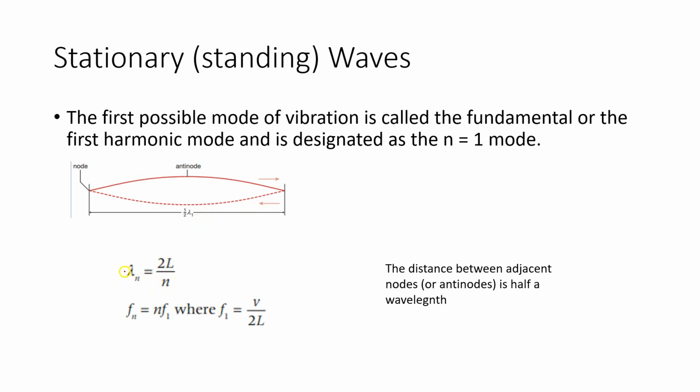So, for me to find the wavelength of a string, when n is equal to 1, wavelength when n is equal to 1 is equal to 2L divided by n. In this case, because n is equal to 1, 1 would be in the denominator. So at the end of the day, when n is equal to 1, the wavelength is equal to 2L. When n is equal to 2, the wavelength is now equal to 2L divided by 2, which is going to say that lambda is equal to L.